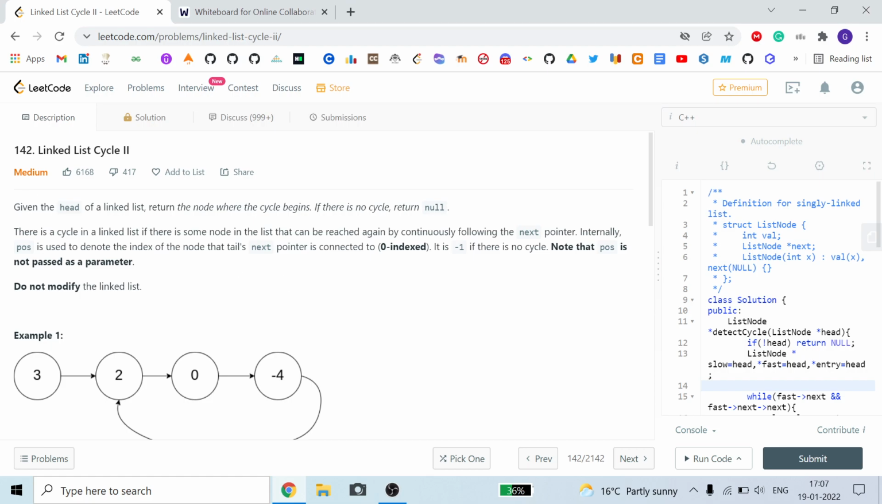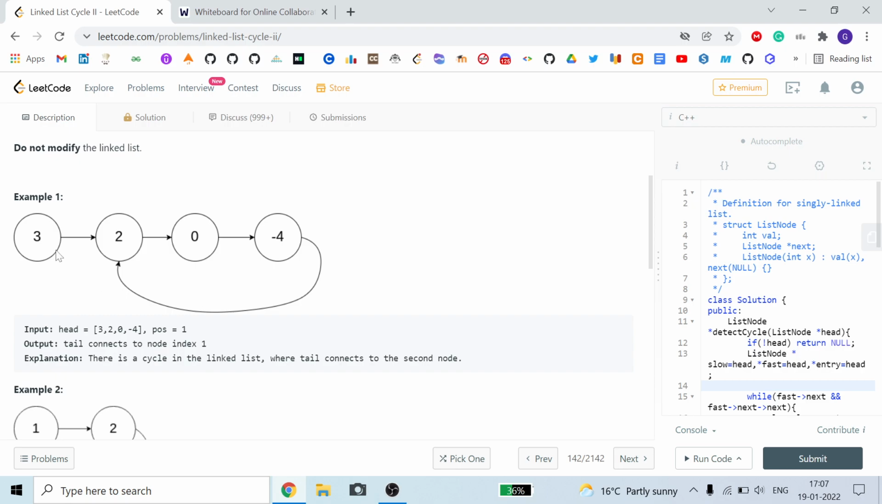So we are going to discuss this Linked List Cycle 2 problem today. What we are given in this problem is the head of a linked list, and we have to return the node from where the cycle starts. If there is no cycle in the linked list at all, then we just have to return null.